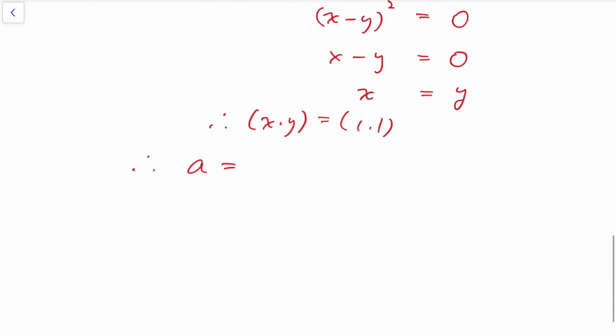So altogether, a can be either 0, 1, or 2. This is the final answer.